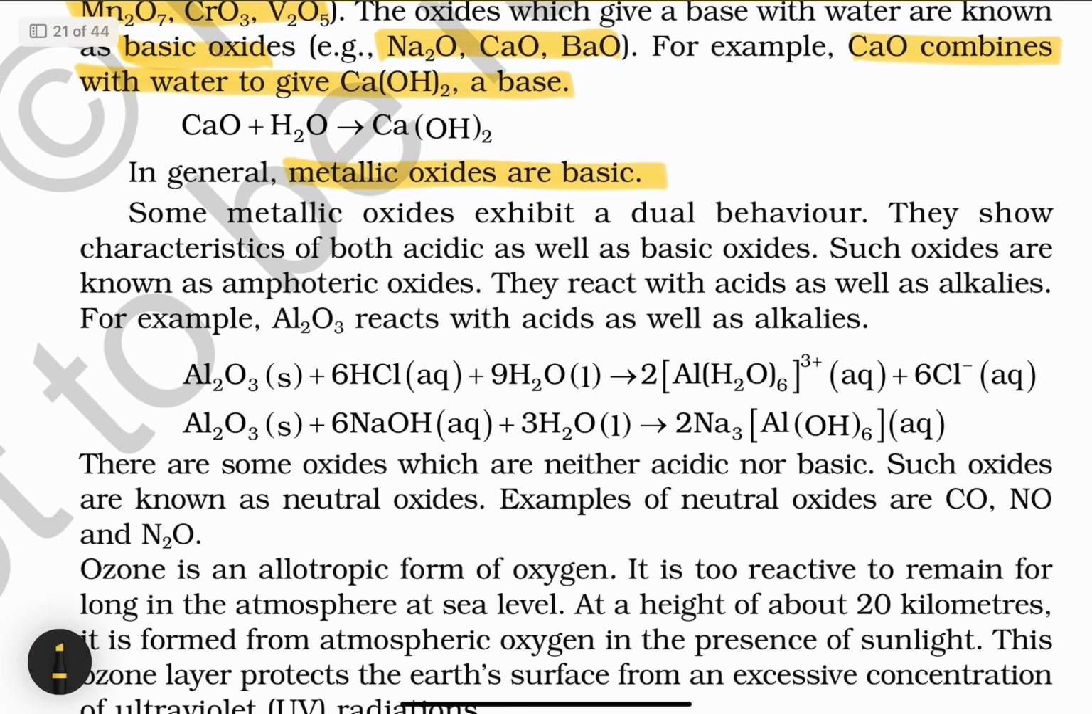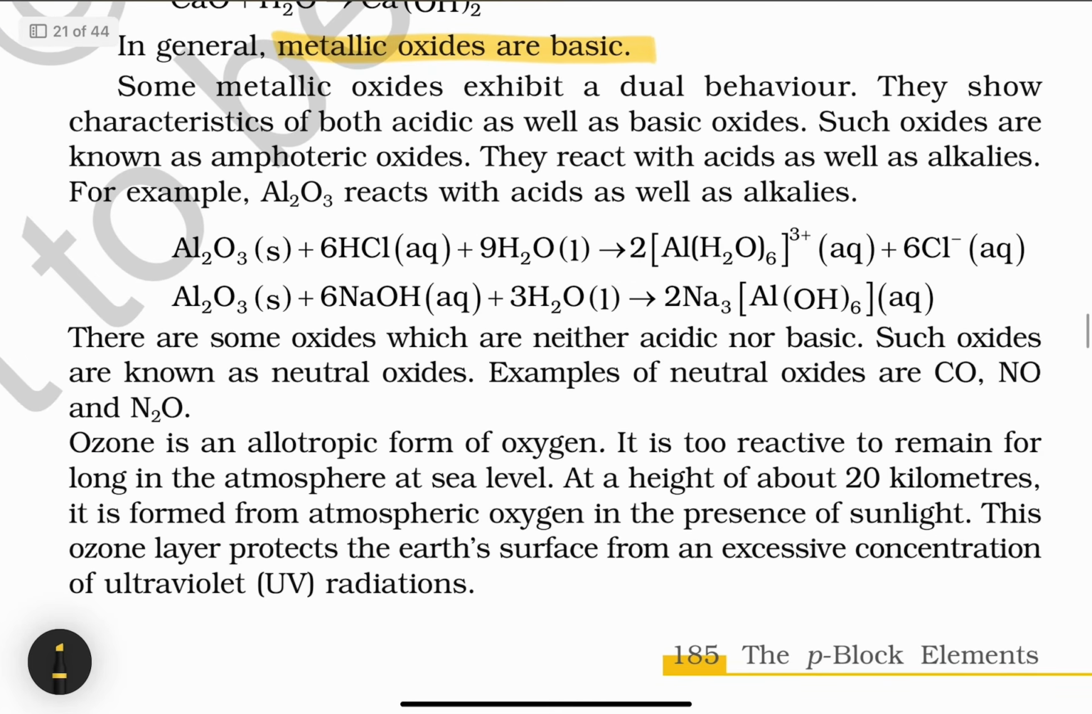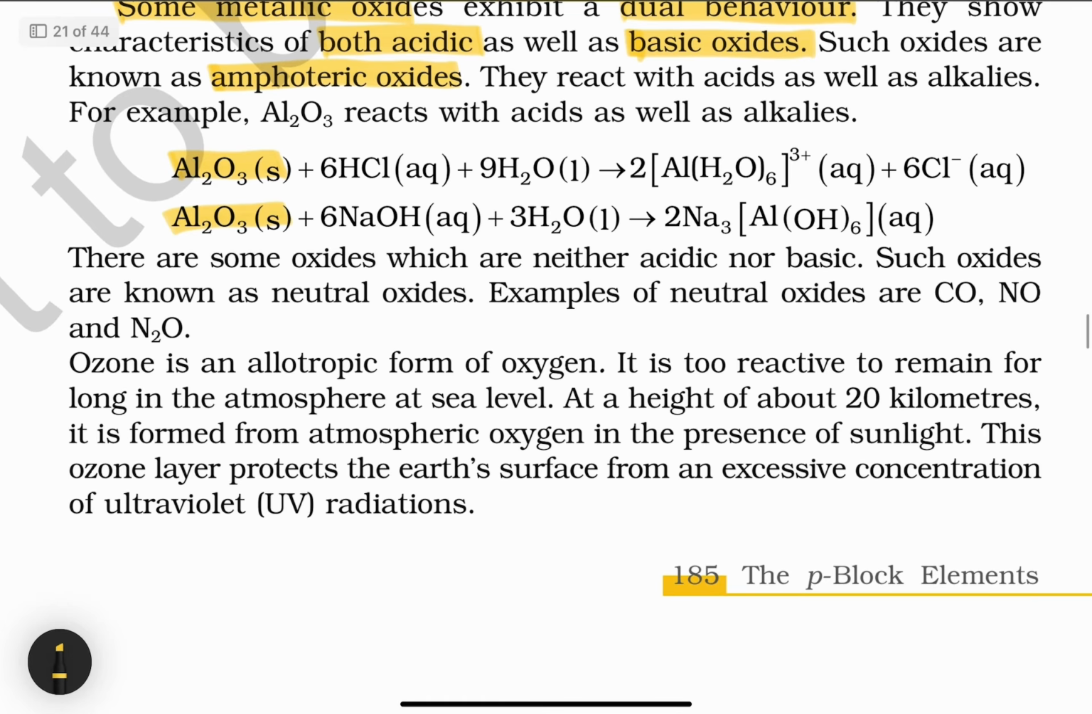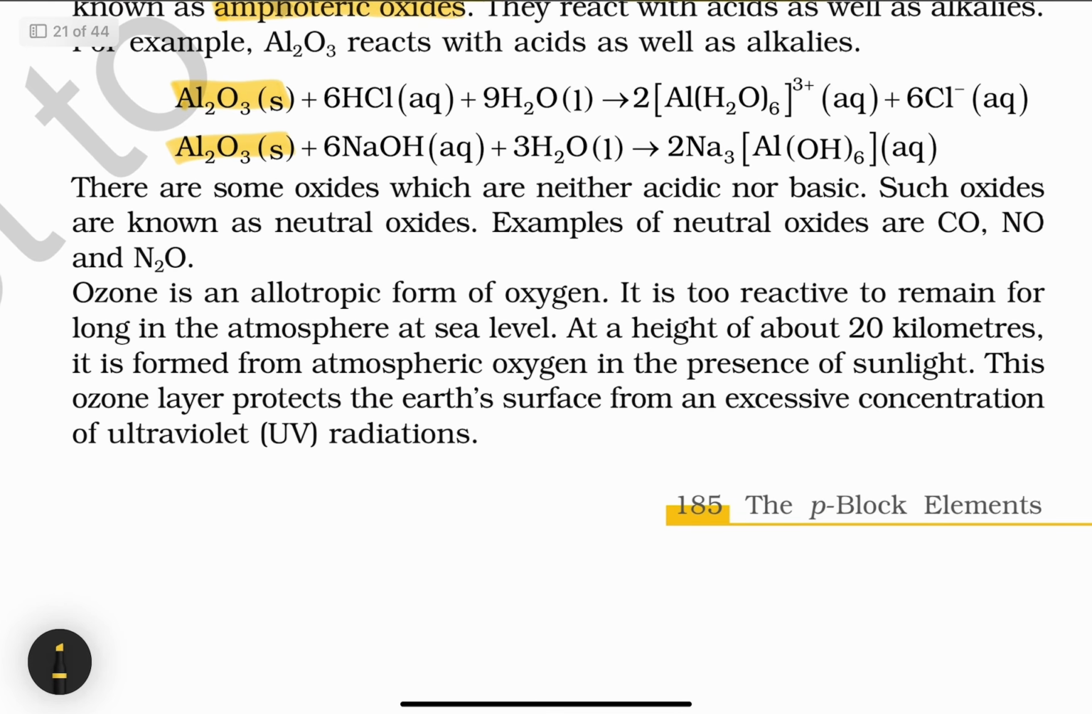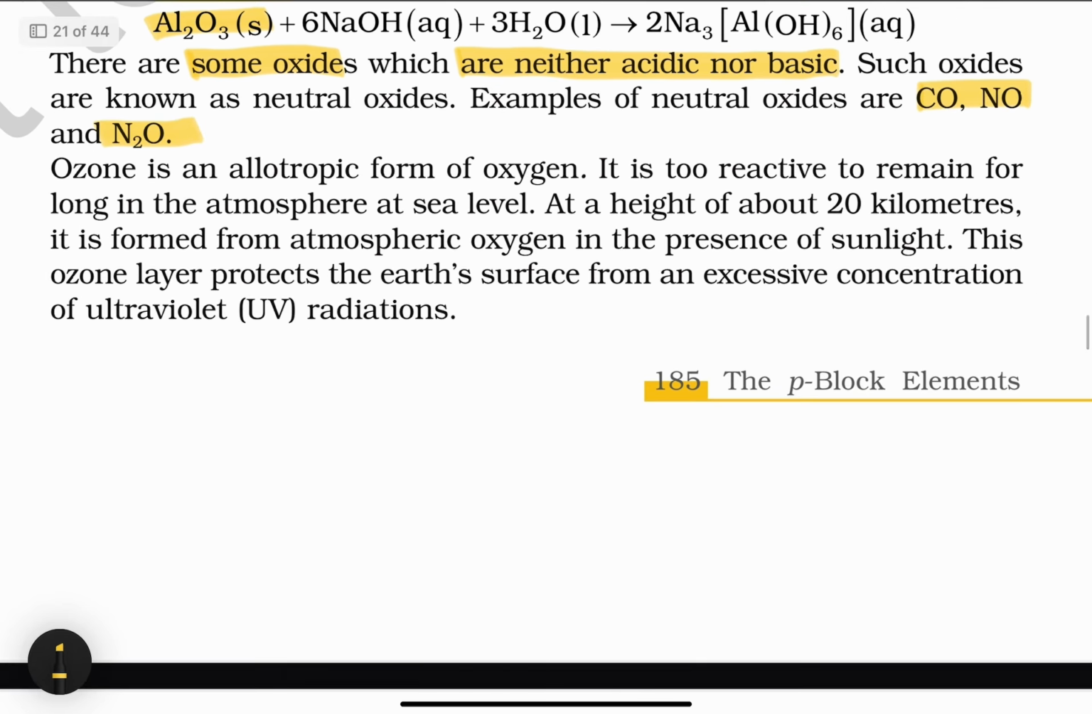In general, metal oxides are basic. Some metal oxides, both acidic and basic oxides, show dual behavior. They are called amphoteric oxides like Al2O3, ZnO, zinc oxide also you can take. There are some oxides which are neither acidic nor basic. Example CO, NO, N2O. They are known as neutral oxides.